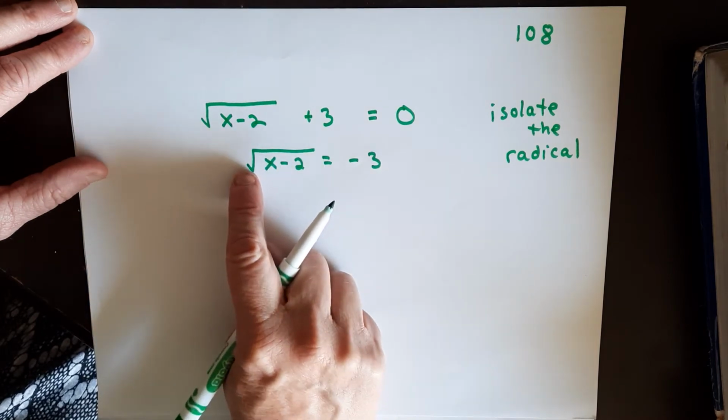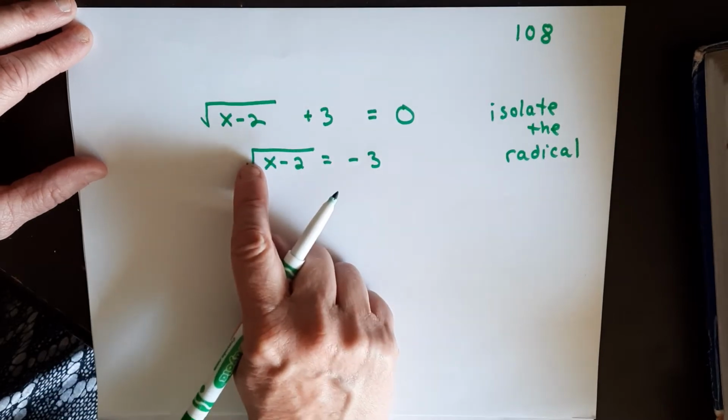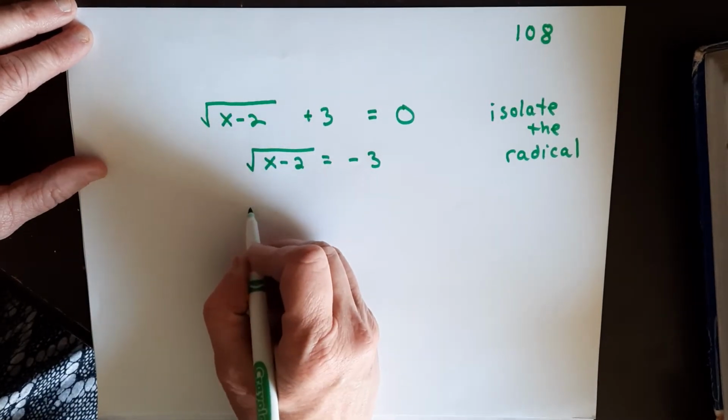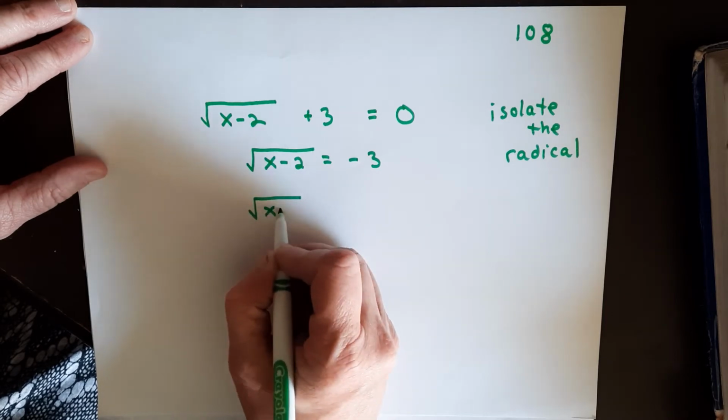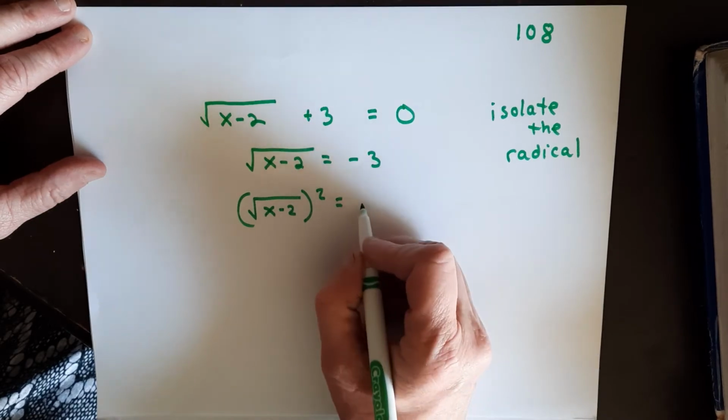Right now we're going to do the opposite. Right now, the square root is being taken of x minus 2. We're going to do the opposite and square it. So we're going to square this side. And we're going to square this side.